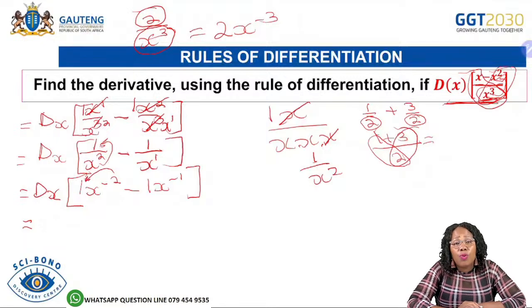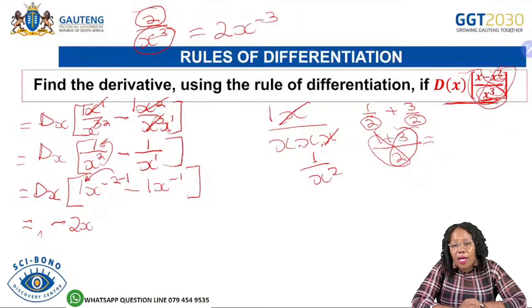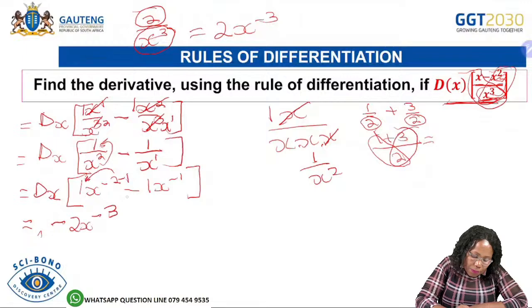It will be minus 2 times 1. Then this dx will disappear here. We don't write dx anymore. We write the straight answer, which is minus 2x to the power. We subtract 1 from the exponent. Minus 2 minus 1 is minus 3.